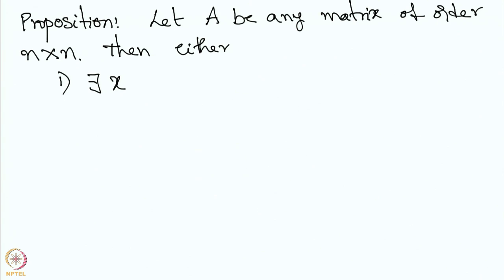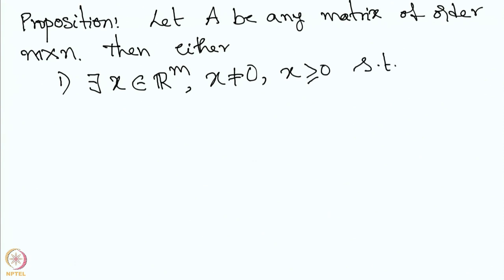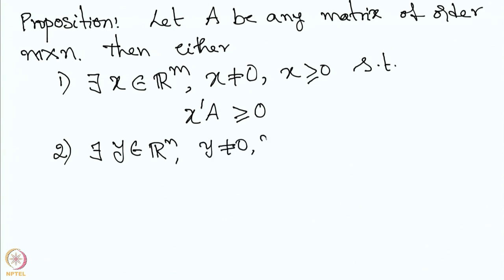There is a small mistake here, it is not n by n, it is m by n. There exists x in Rm, which of course is not equal to 0, and all the coordinates of x are non-negative, such that x prime A is greater than or equal to 0. That is one alternative, and the other alternative is that there exists y in Rn, once again y not equal to 0, y greater than or equal to 0, such that Ay is less than or equal to 0.